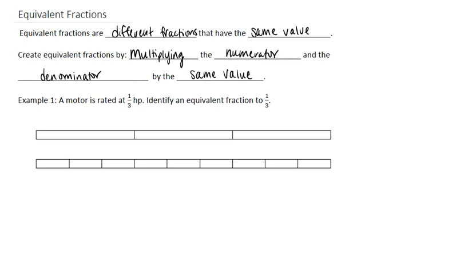And we can also visualize it here. So a motor is rated at 1/3 horsepower. Identify an equivalent fraction to 1/3. So we can see that both bars are the same length. The first one is broken into 3 different segments. The second one is broken into 9 separate segments. So if you have a motor that is rated at 1/3, we could just say it is 1/3 of this bar.